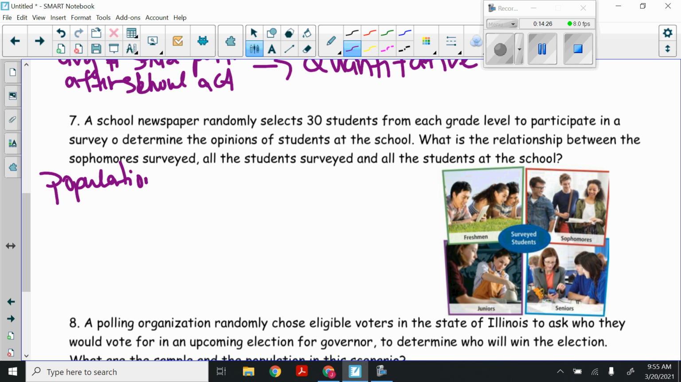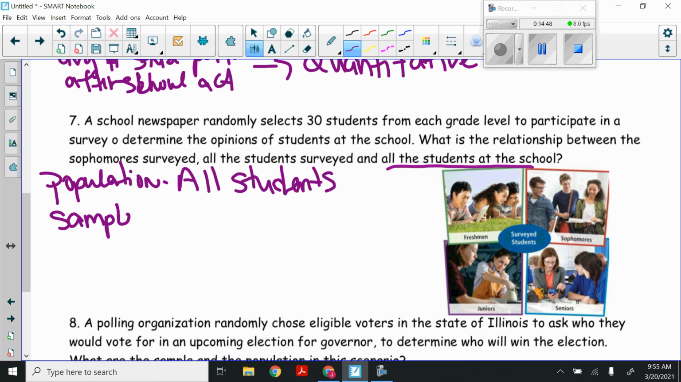The population would be all the students at the school. Right? So all students at the school are the population. Then we have sophomores. Okay, sophomores, that's just a small part of all of the students. So that's a sample, because a sample is just a little part of the population. So the sample are the sophomores. The sophomore class would be a sample of the population.